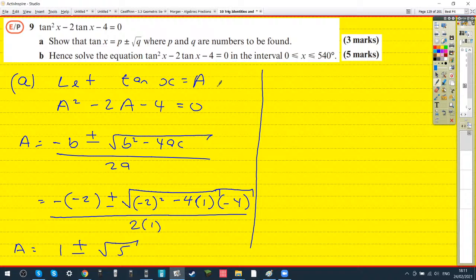And so for part B, do we do B? Yeah, actually, so that is tan x. And then, do we do inverse tan of 1 plus root 5 and 1 minus root 5? Yeah.